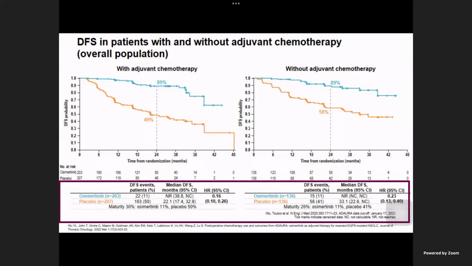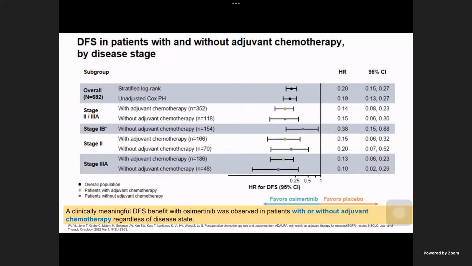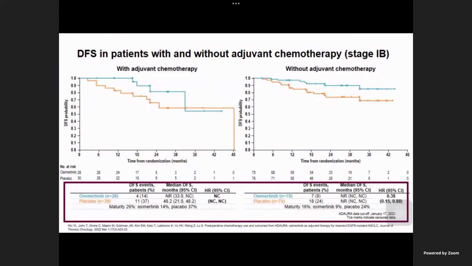So the hazard ratio of 0.10 with adjuvant chemotherapy, median DFS not reached versus 22.1 months in the placebo arm. So clearly the curves are separating there, and without adjuvant chemotherapy, again the benefit was there. This is the same thing represented in graphical form. So all the subgroups, whether it was stage 1, 2, 3A, all the patients were showing the benefit towards the osimertinib group.